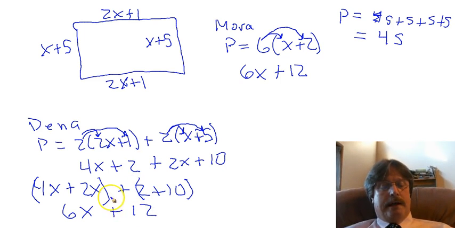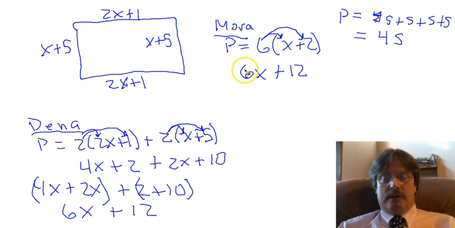So now the question is, is 6x plus 12 the same as 6x plus 12? And the answer is yes. So both Maura and Dina were able to find the perimeter by using the expressions.